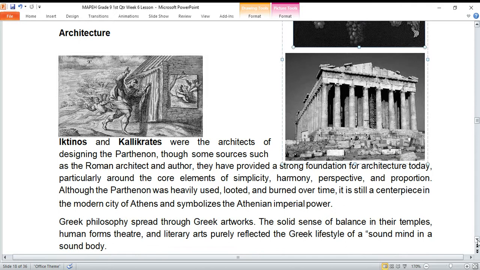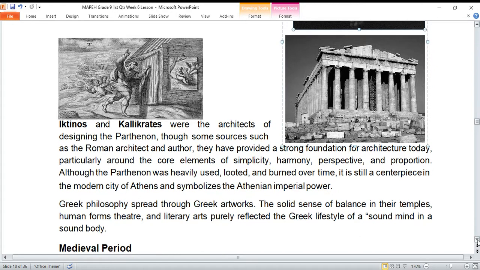Greek philosophy spread through Greek artworks. The solid sense of balance in their temples, human forms, theater, and literary arts purely reflected the Greek lifestyle of a sound mind in a sound body.